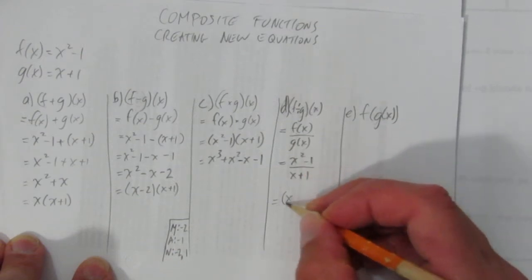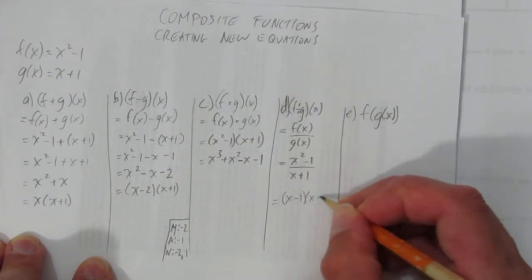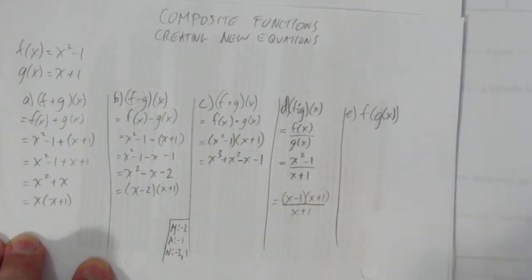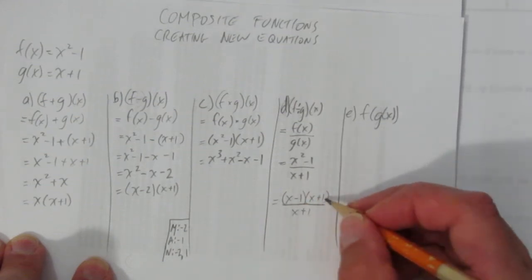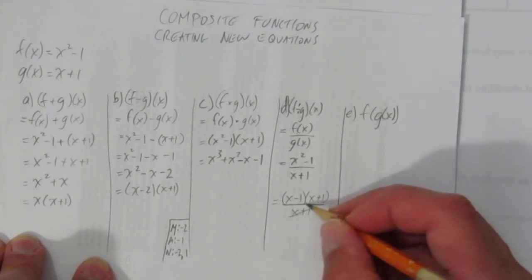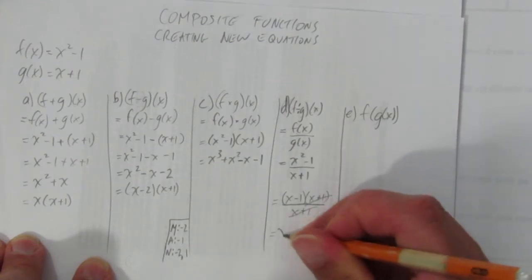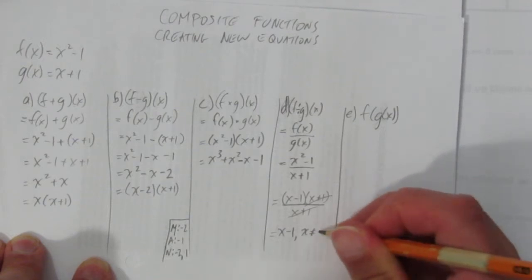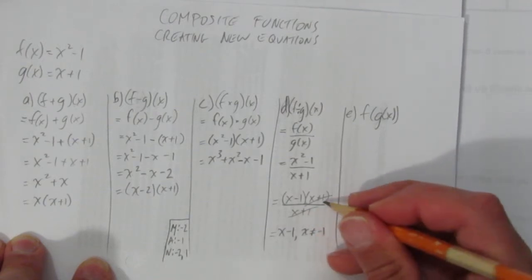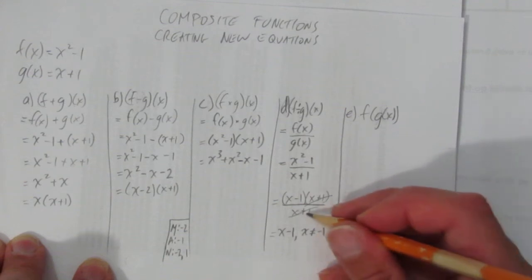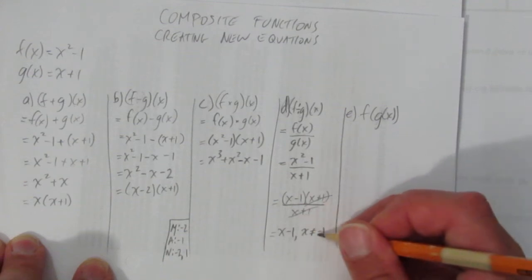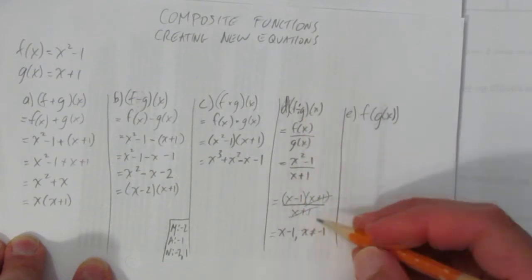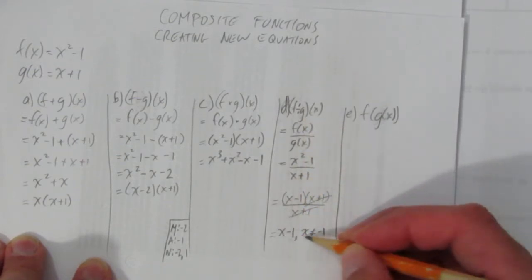X squared minus 1 is the same as x minus 1 times x plus 1 over x plus 1, and we covered this in Unit 4. And since we have a factor on the bottom, same as the factor on the top, we can cross it out, and we're left with x minus 1 with the restriction that x cannot equal negative 1. That comes from the crossed out factor. What can x not be in the denominator here? Can't be negative 1. So the result of this simplification is x minus 1, x cannot equal negative 1.